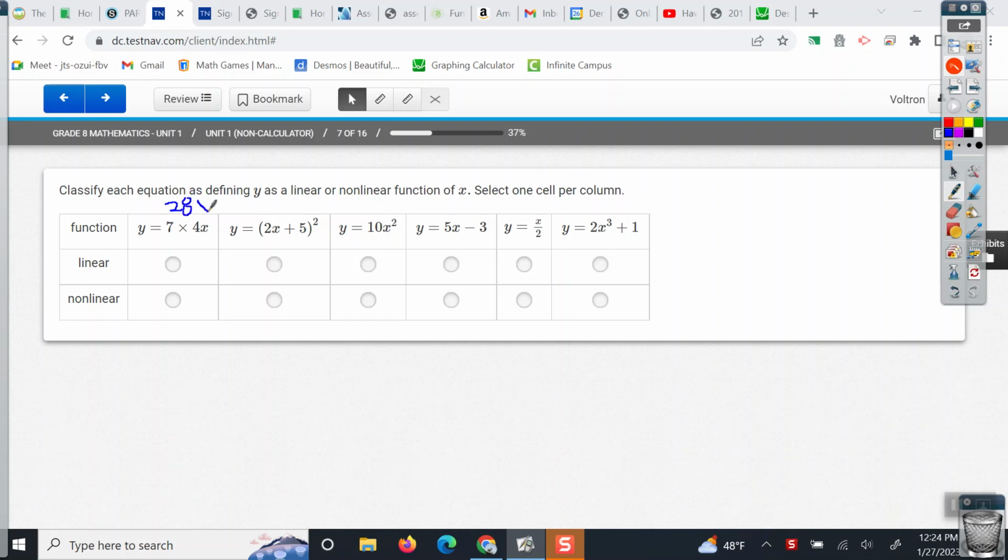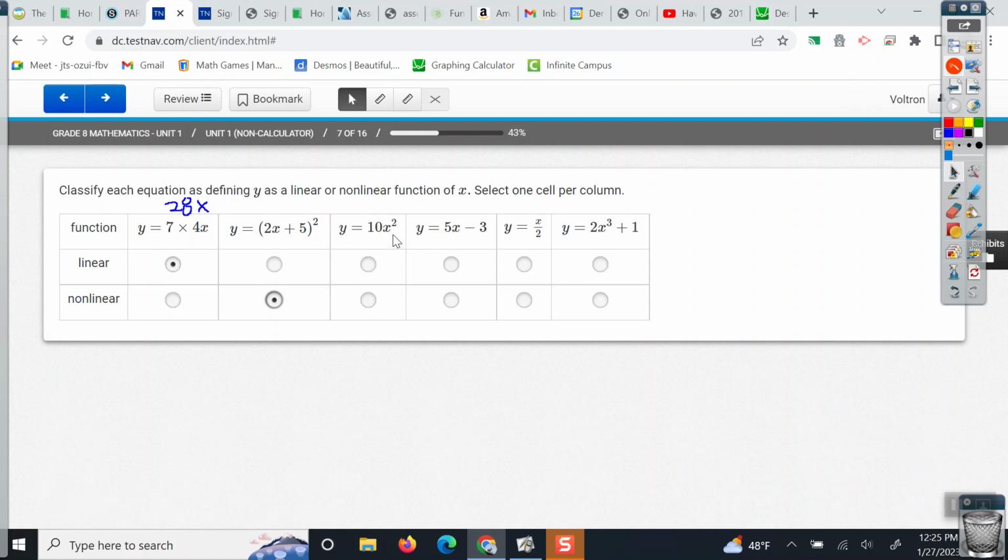Well, that is just linear with a slope of 28 and a y-intercept of 0. Clearly linear. The second one, we have a binomial and we're squaring it. And when we square this binomial, we're going to have a 2x times 2x, which will give us 4x squared. If we have an x squared, it is quadratic, and quadratic is not linear.